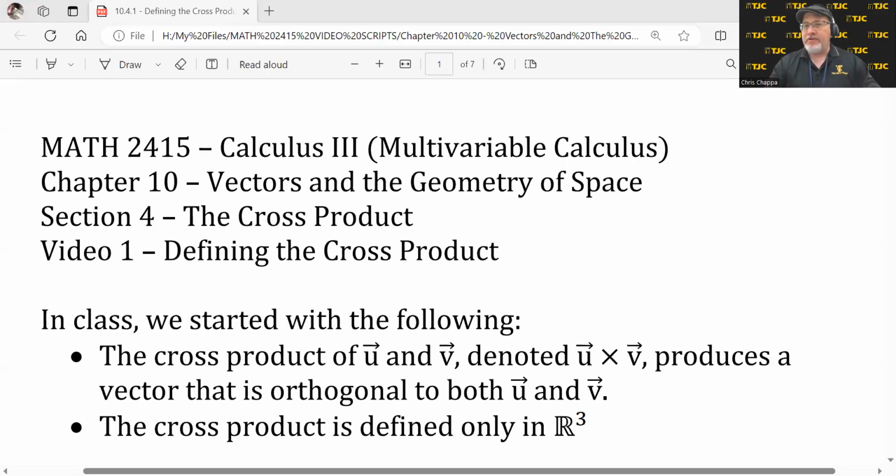Math 2415, Calculus 3, Multivariable Calculus, Chapter 10, Vectors in the Geometry of Space, Section 4, Defining the Cross Product. Section 4, the Cross Product, Video 1, Defining the Cross Product.